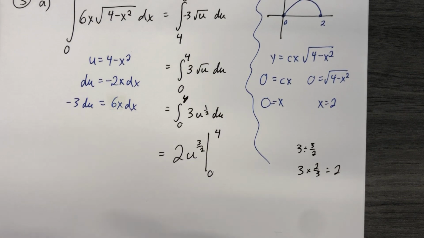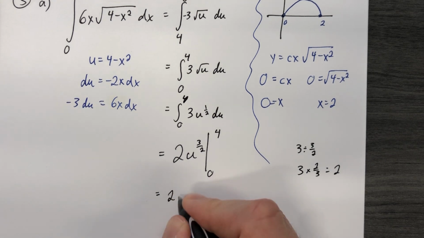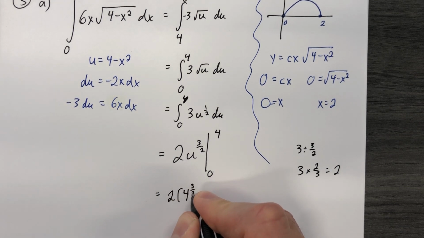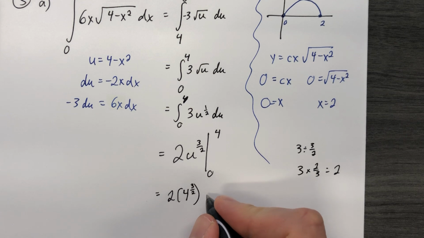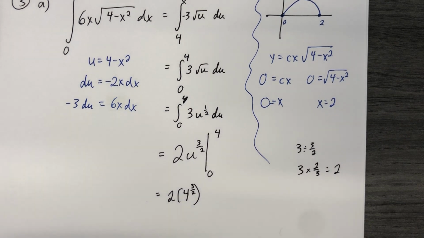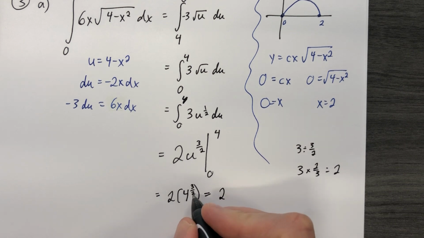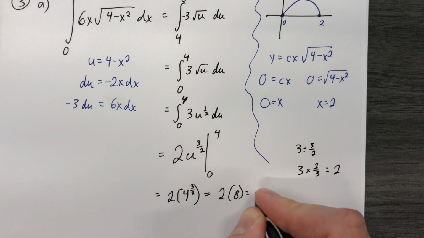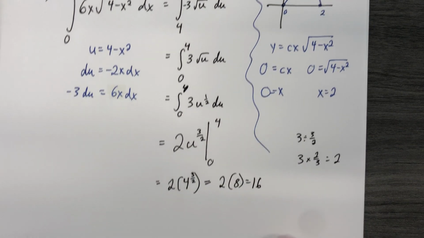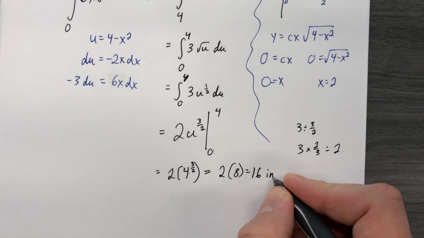So we're going to plug in a 4, figure it out. Plug in a 0. That's pointless, but figure that out, I guess. 2 times 4 to the 3/2, and then minus 0. So let's not even put that. And you would not lose points for that. So the square root of 4 is 2. 2 to the 3rd is 8. That's going to give me 16. And they're asking for the area, so this is 16 square inches.